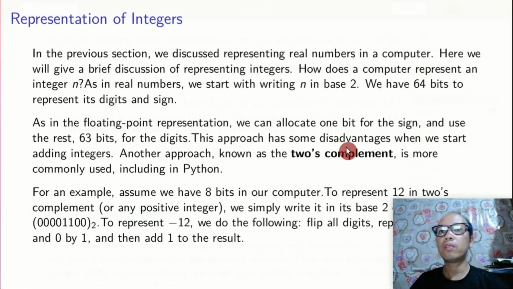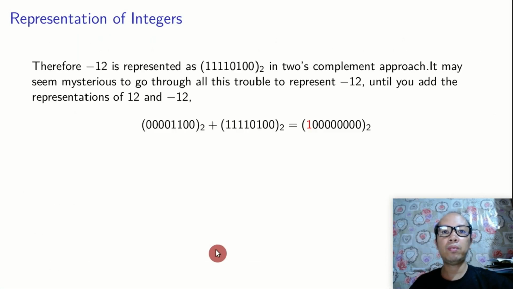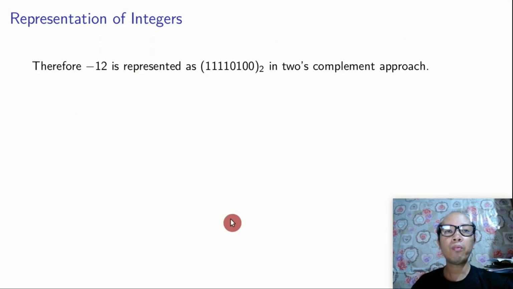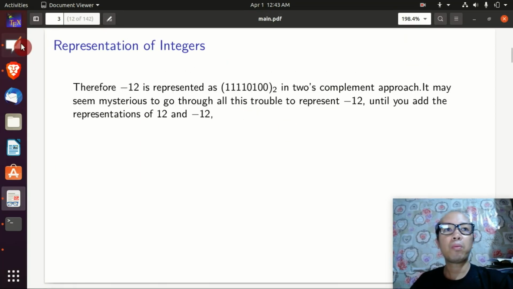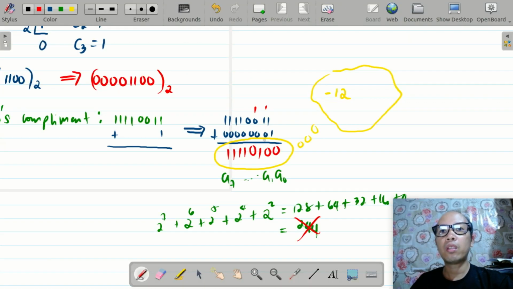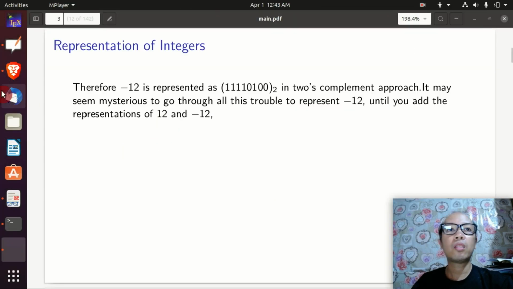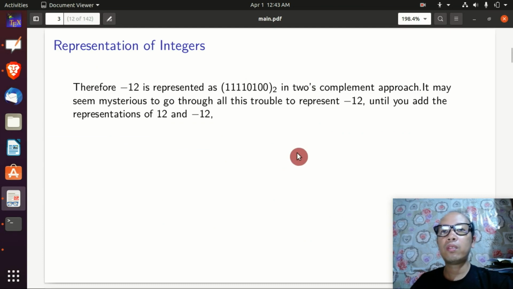This is the binary representation using 2's complement, and I guess we are correct. Let's compare. 4 1 0 1 0 0. So we are correct. So let's hide this one.